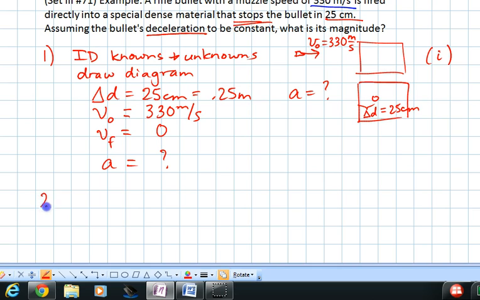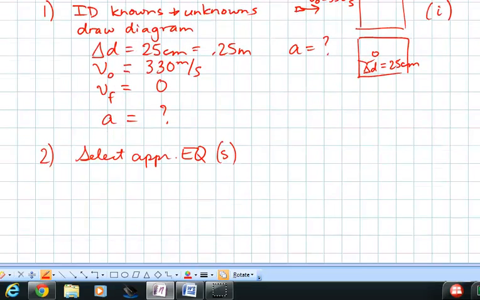Okay, so step 2 of the 4-step process was to select the appropriate equation. In this case there's only one unknown. Maybe you'll have 2 unknowns in other problems, but for this one you just need to find the acceleration. So what equation do we have that has distance, velocity initial, velocity final, and acceleration? Well, it turns out to be the forgotten equation. V final squared equals V initial squared plus 2a delta d.